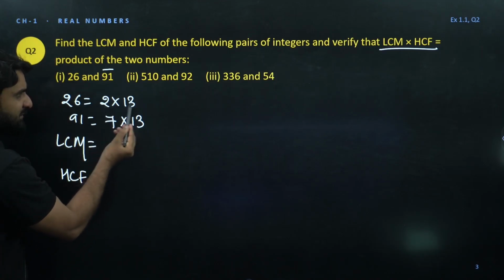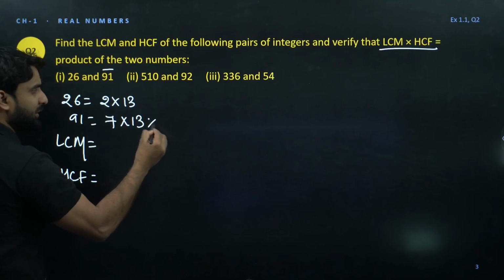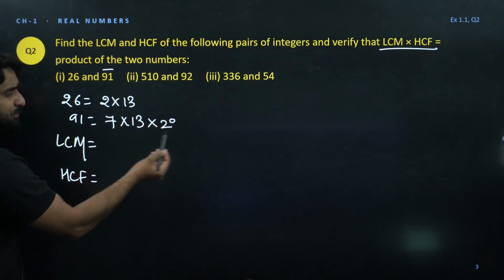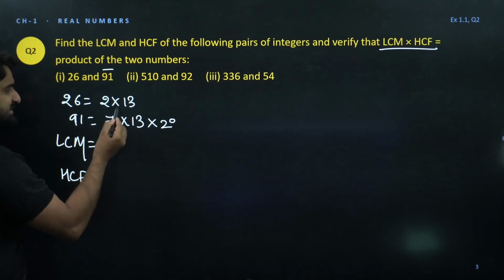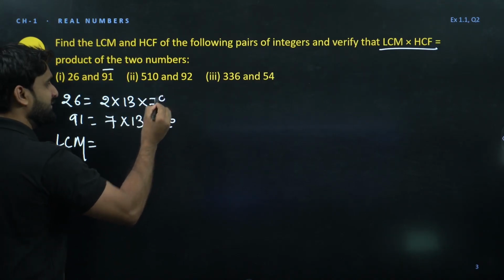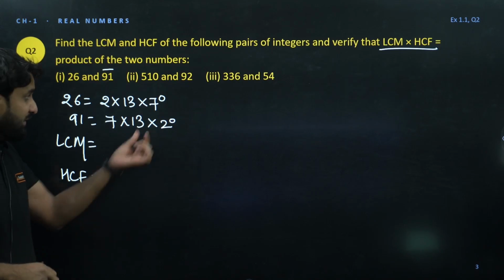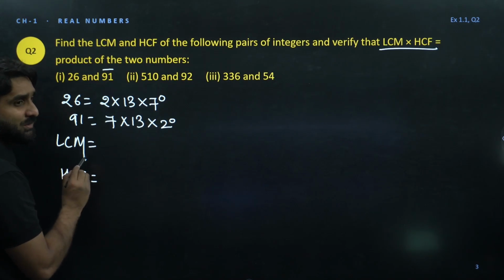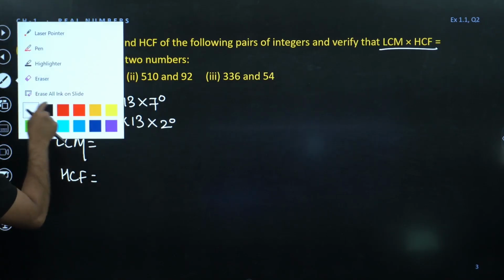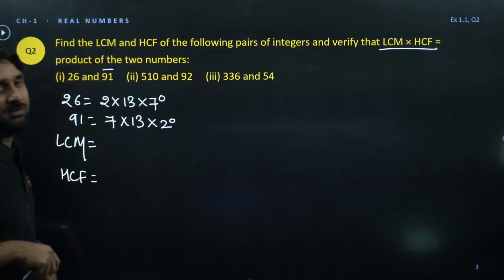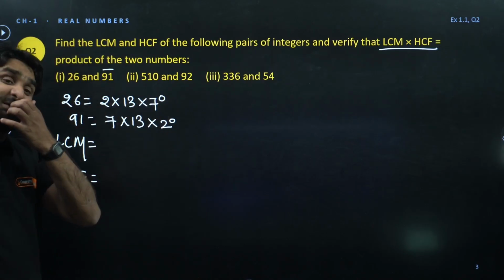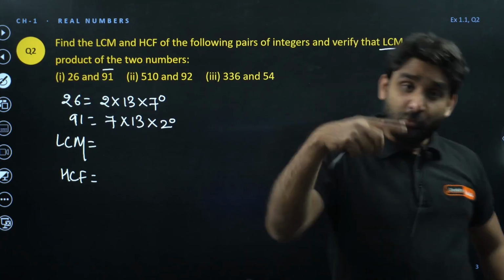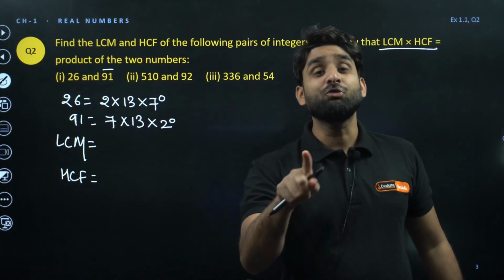If 2 is present in the first prime factorization but 2 is not in the other, we can imagine 2 to power 0. If 7 is present in the prime factors of 91 but 7 is not in the first, we can imagine 7 to power 0. Why do we need to do this? When we calculate the LCM, we always take the highest power. What is the full form of LCM? Least common multiple. But to calculate the least common multiple, you have to take the highest power.